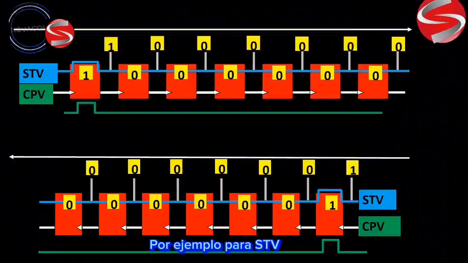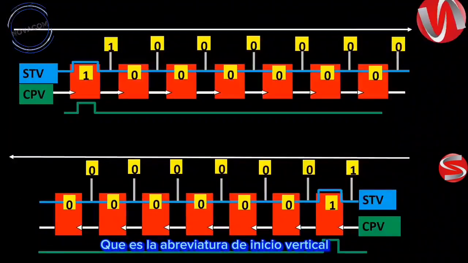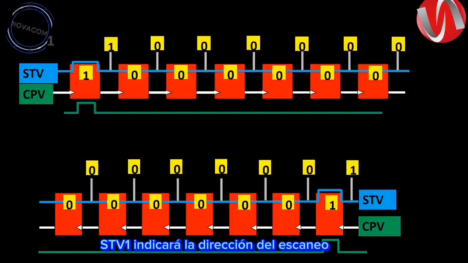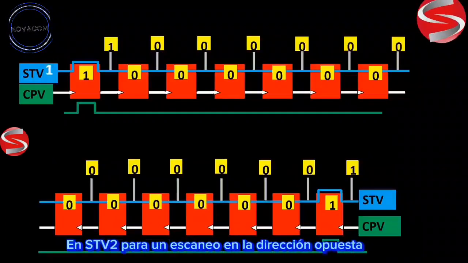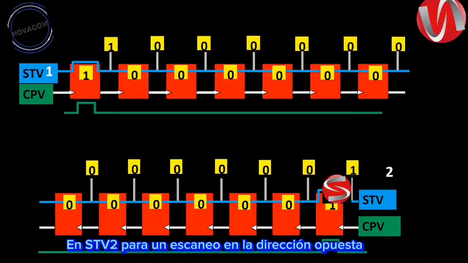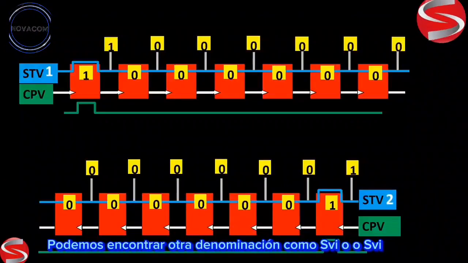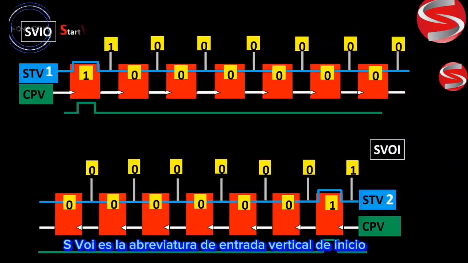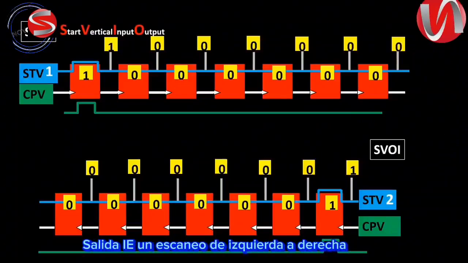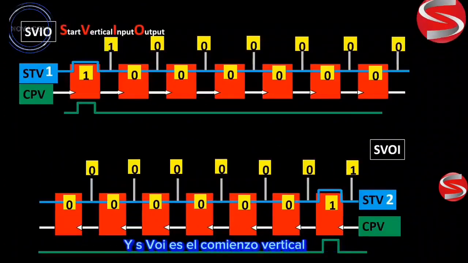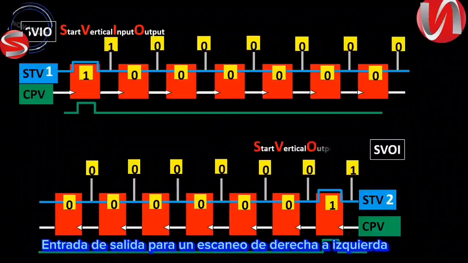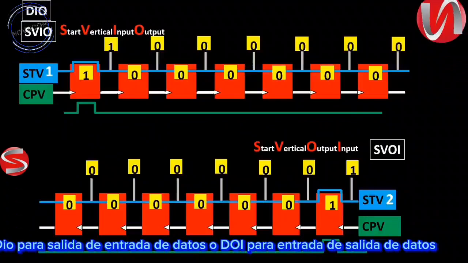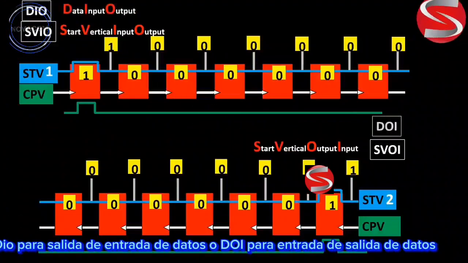For example, for STV, which is the abbreviation of vertical start, we add a number to STV. STV1 will indicate the direction of the scan from left to right, and STV2 for a scan in the opposite direction. We can find another denomination like SVIO or SVOI. SVIO is the abbreviation for start vertical input output, i.e. a scan from left to right, and SVOI is the start vertical output input for a scan from right to left. Another term, DIO, for data input output, or DOI, for data output input.